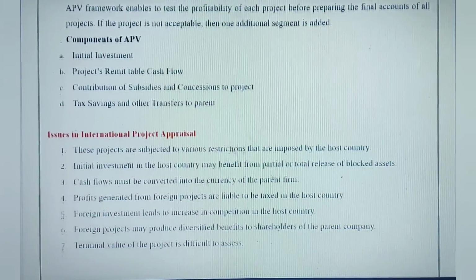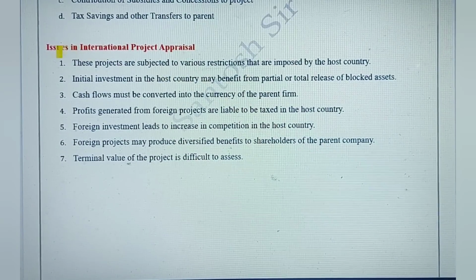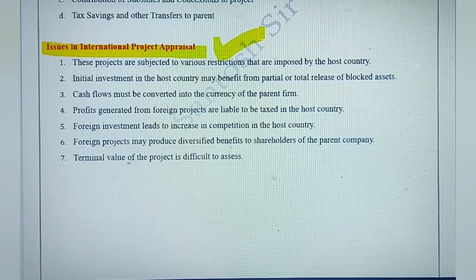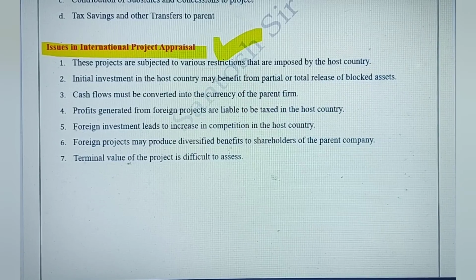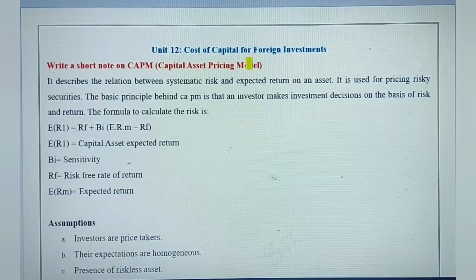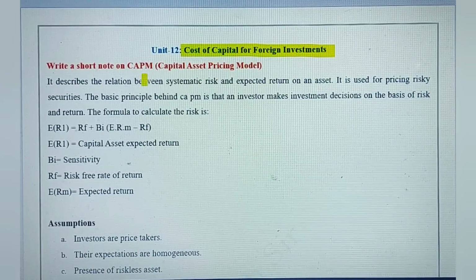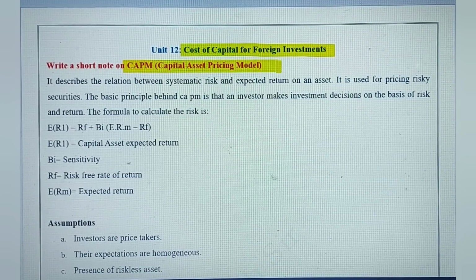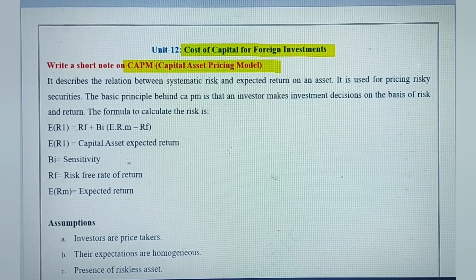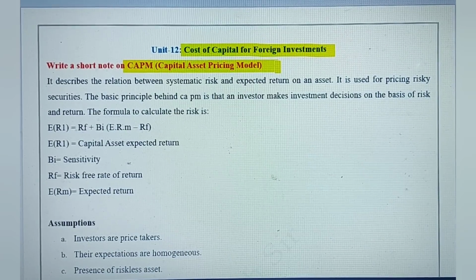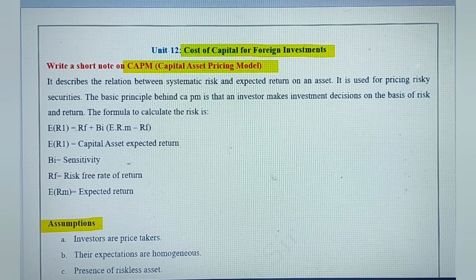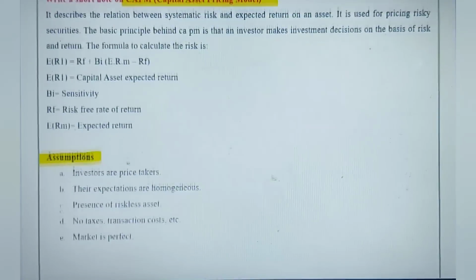Then the next topic that you should revise is issues in international project appraisal. What are the drawbacks? Like what challenges the company faces while completing a project in foreign countries. Okay. Unit 12 is cost of capital for foreign investment, and here this CAPM model, that is capital asset pricing model, is one of the very important models to find out the risk and return in foreign investment, and its main assumptions, maybe its drawbacks or limitations. So that also you should revise.